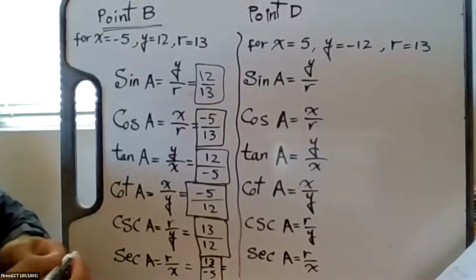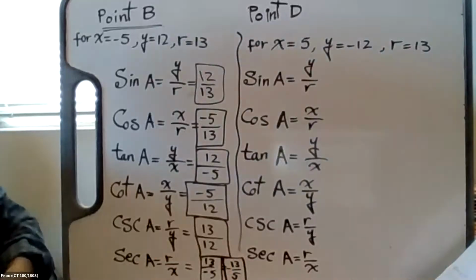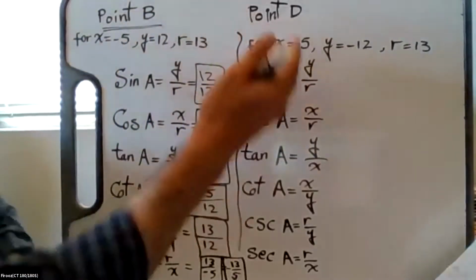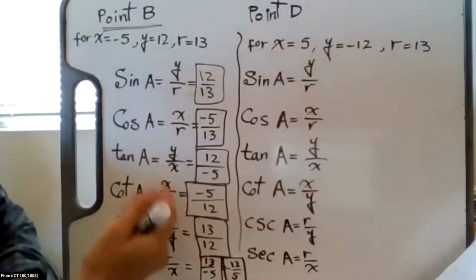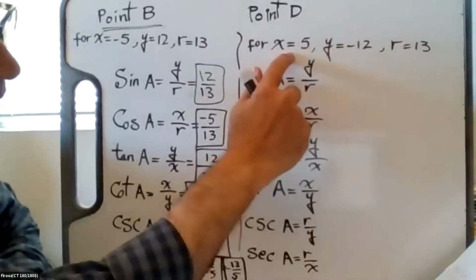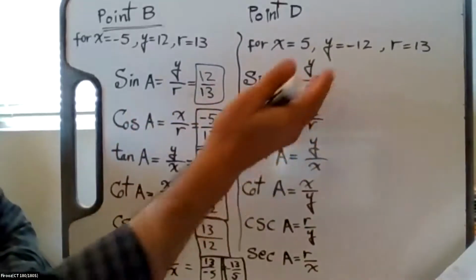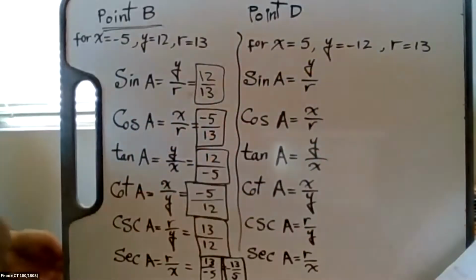Also, regarding the exact answer, Professor mentioned you don't want to use a calculator to write the answer in decimal form, especially when they're not terminating. Those are approximations. Also, as you see, point D is going to be exactly the same process. The only difference is x is positive, y is negative. And then we just plug in the values.